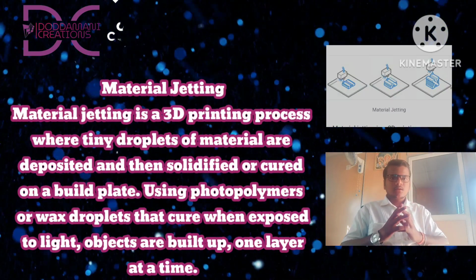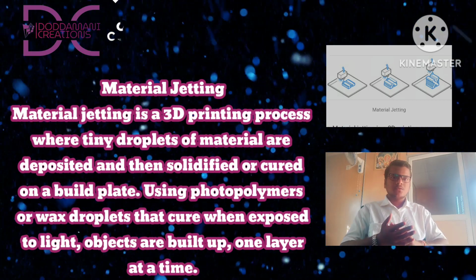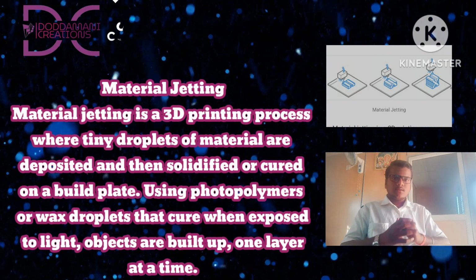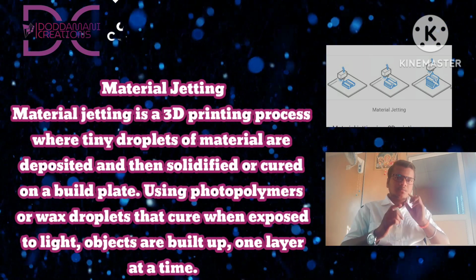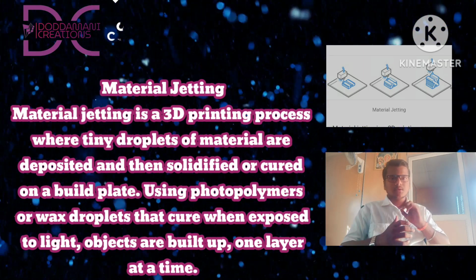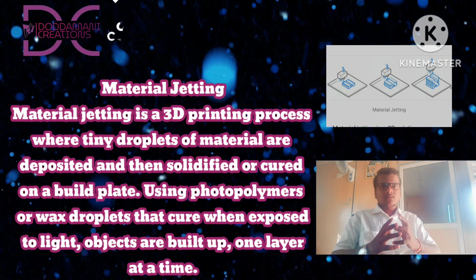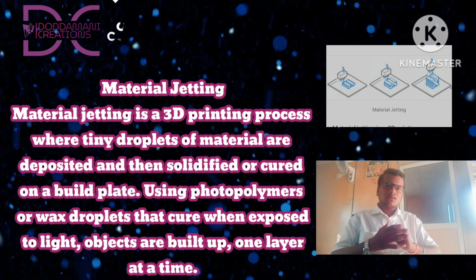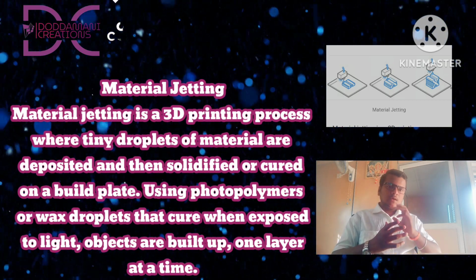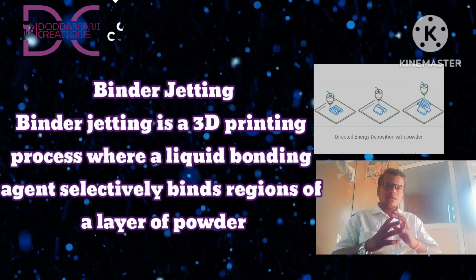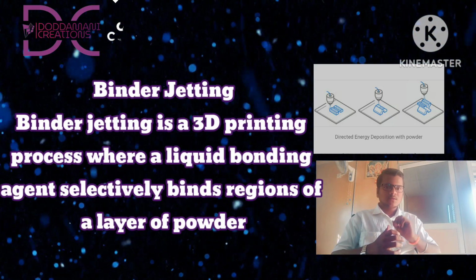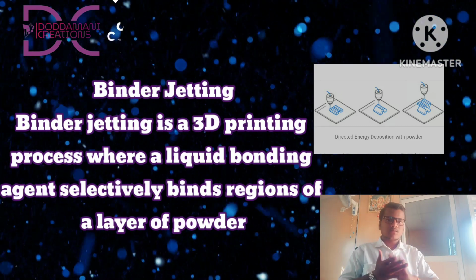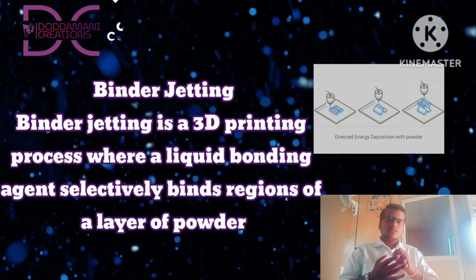Material jetting. Material jetting is a 3D printing process where tiny droplets of material are deposited and then solidified or cured on a build plate using photopolymers or wax droplets that cure when exposed to light. Objects are built up one layer at a time. And next one is binder jetting. Binder jetting is a 3D printing process where a liquid bonding agent selectively binds regions of a layer of powder.